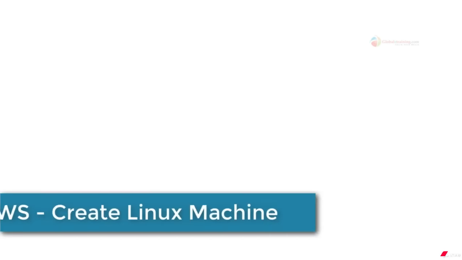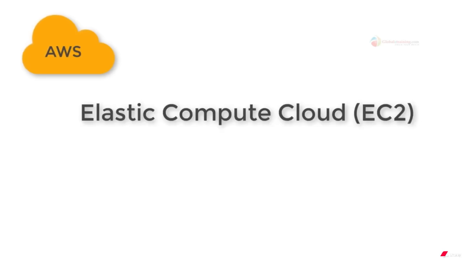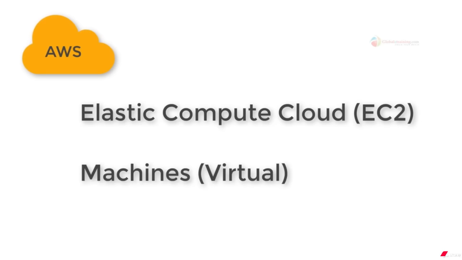Hello everyone, welcome back. In this video, we will create a Linux virtual machine in AWS. So let us jump in. The AWS service that allows users to create virtual machines is called Elastic Compute Cloud, EC2. So that's the service we are going to use after we sign into our AWS console.